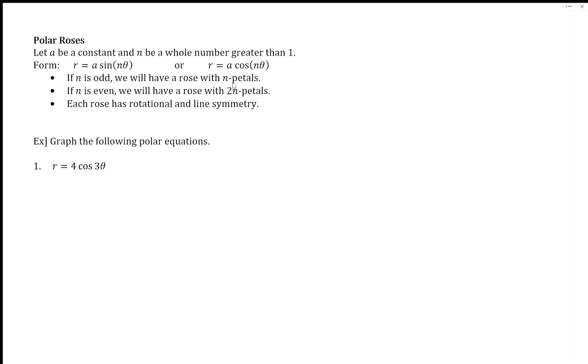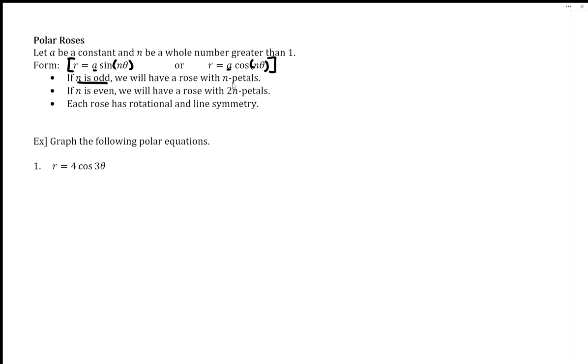So polar roses have the form r equals a, where a is a constant, times the trig function sine or cosine of an angle n theta, where n is a whole number greater than 1, like 2, 3, 4, 5, whatever. And we get the shapes of these graphs based on the value of n.